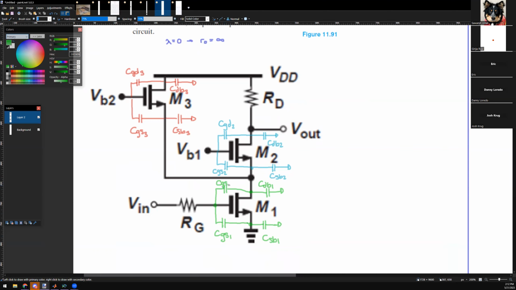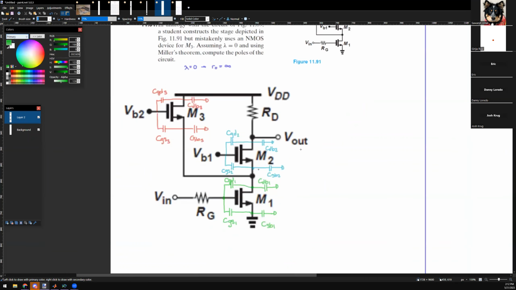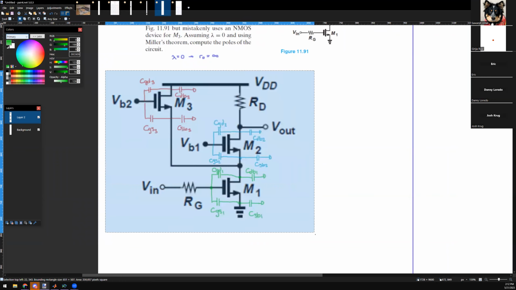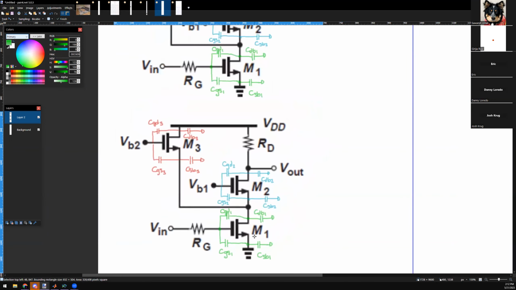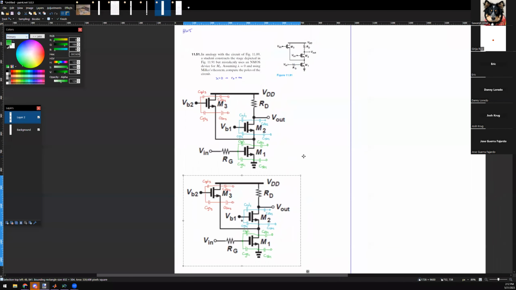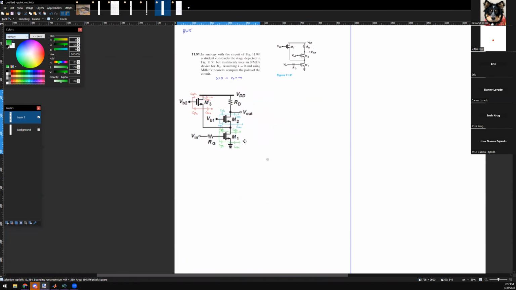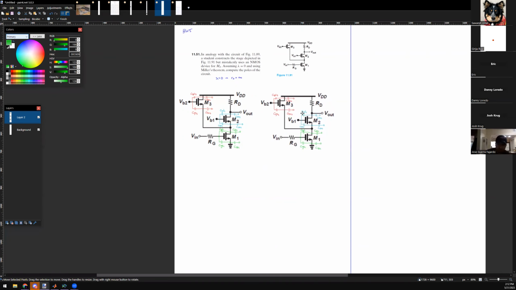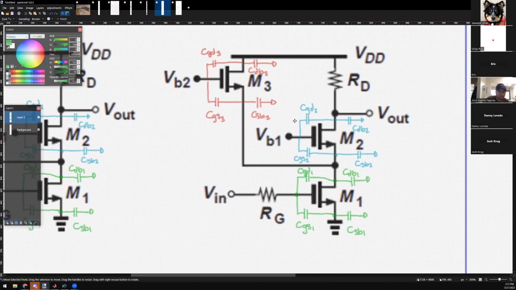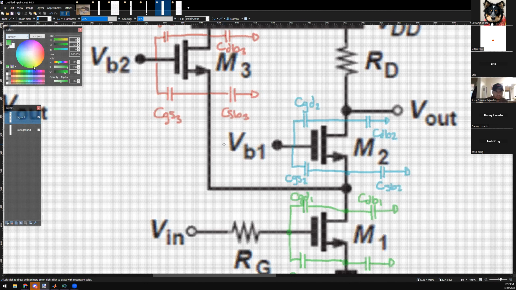Gate source, gate drain 2. Gate drain 1, gate source 1, source bulk 1, drain bulk 1. Okay, yes. Here are the 4. Okay. Then from here, we can eliminate some of these guys out.